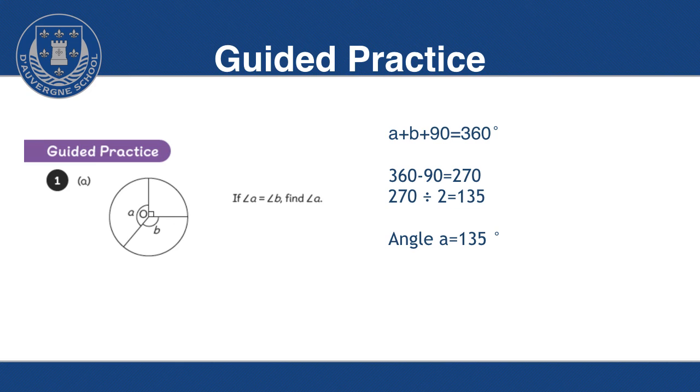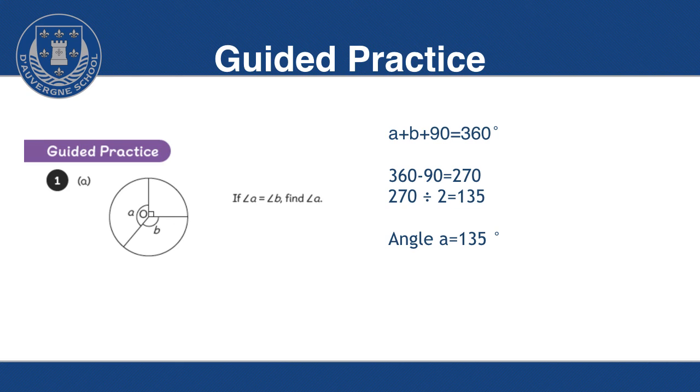Our guided practice today has a circle and it says, if angle A equals angle B, so they're the same, find angle A. We know angle A plus angle B plus 90, because we can see there that is a right angle, equals 360 degrees. We know that because we know angles in a circle always add up to 360 degrees.